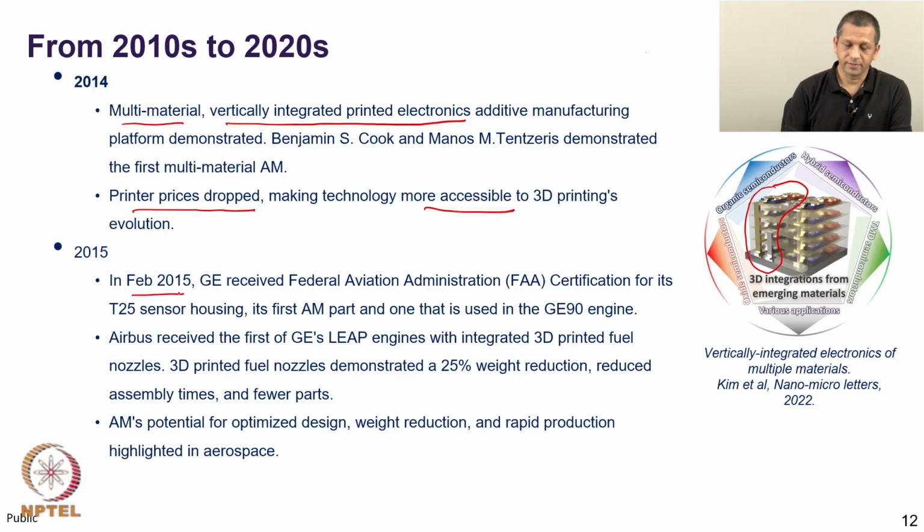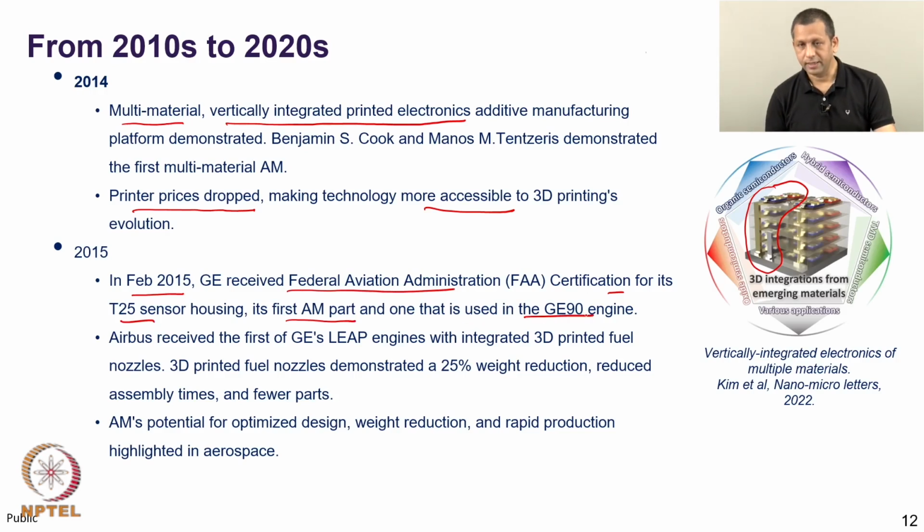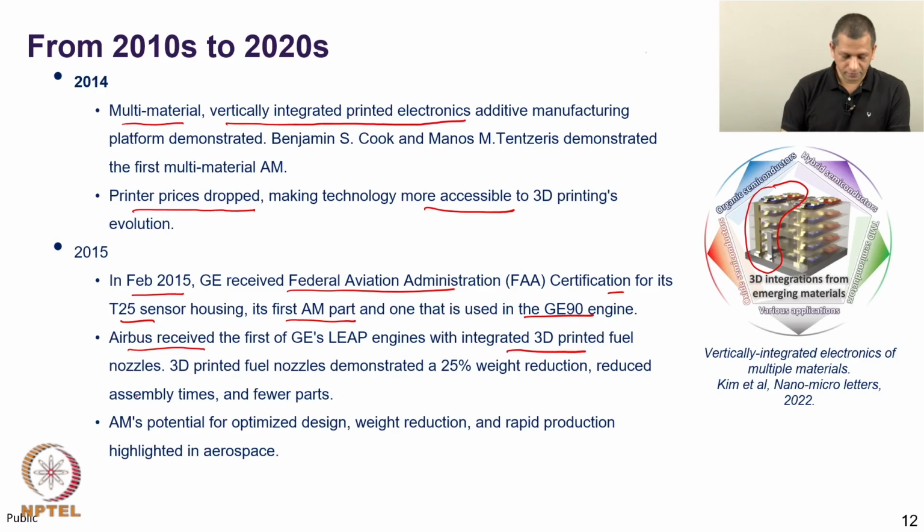In February 2015, GE received the FAA certification for its T25 sensor housing, which was their first AM part, and it was later used in GE90 engines. Airbus received the first GE LEAP engines, which were integrated with 3D printed fuel nozzles. These fuel nozzles demonstrated 25% weight reduction, reduced assembly times, and fewer parts. AM's potential for optimized design, printing of more complicated geometries, weight reduction, and rapid production was highlighted in aerospace.